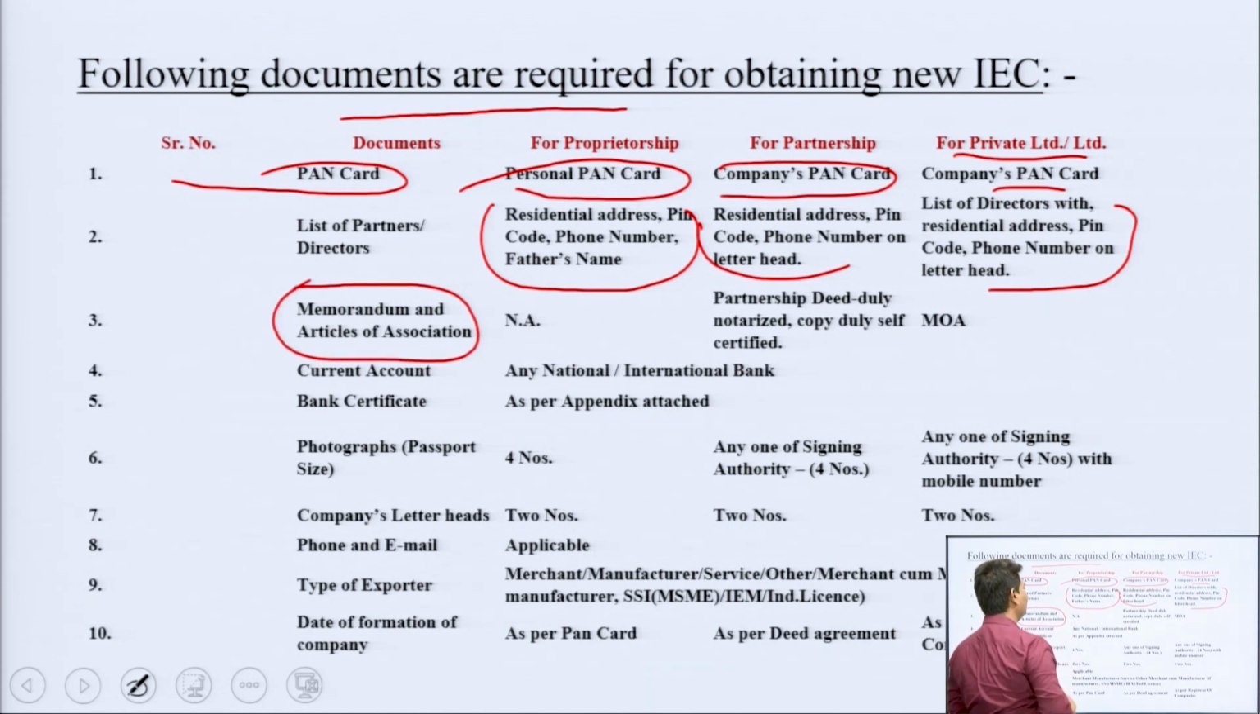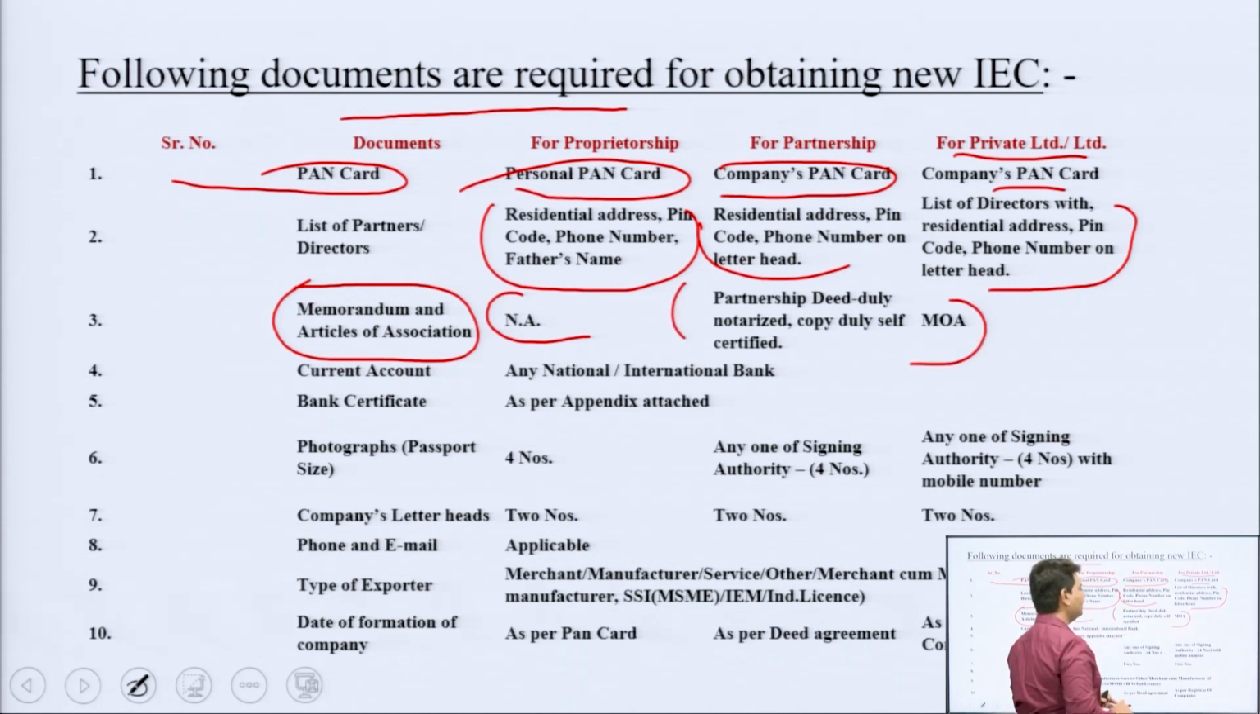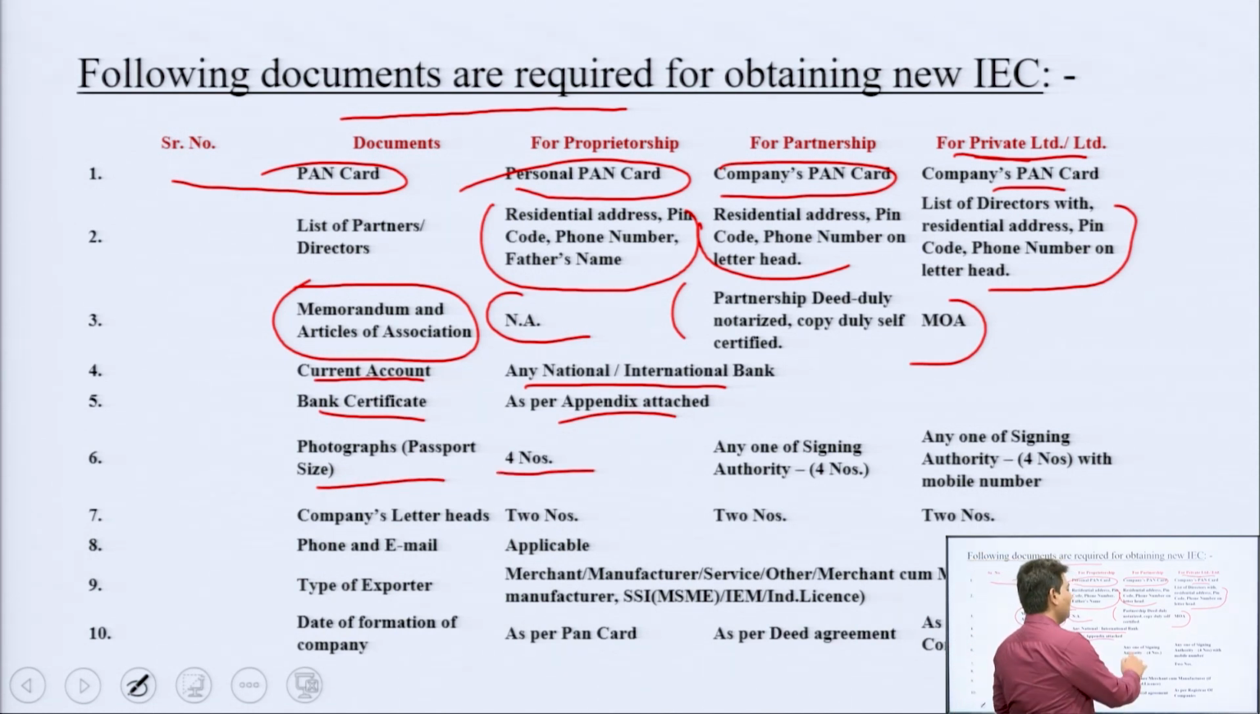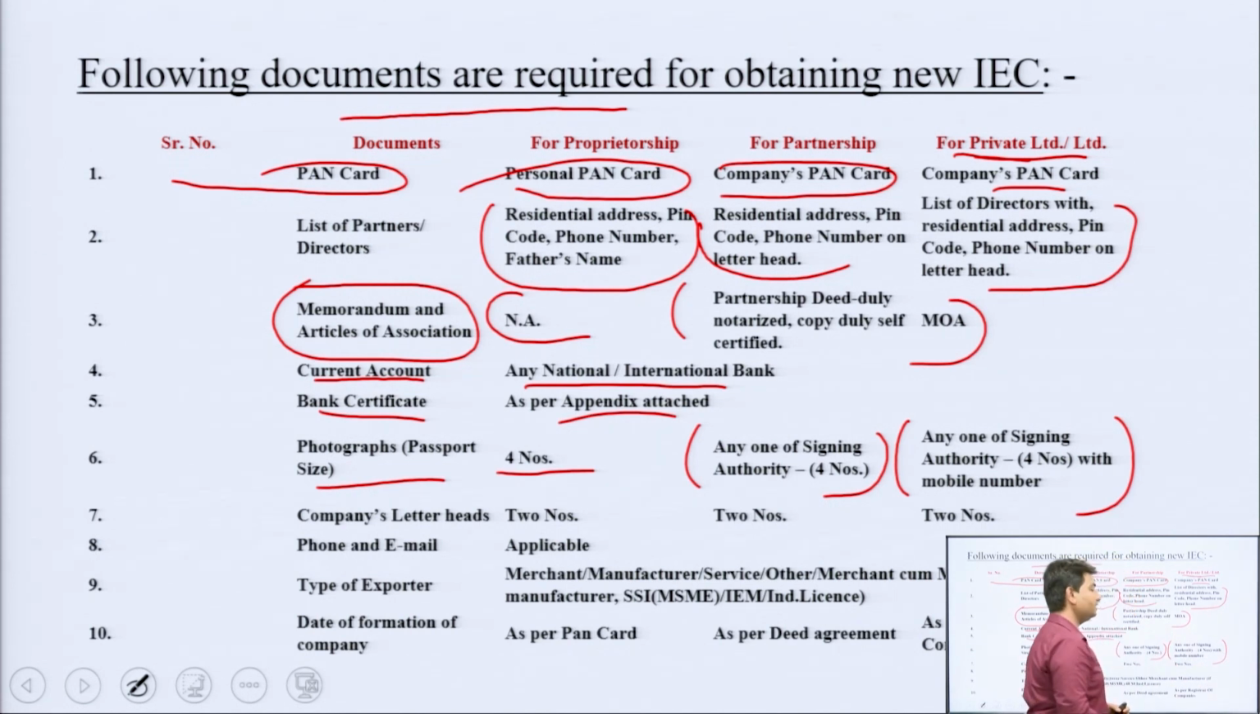मेमोरेंडम एंड आर्टिकल्स ऑफ एसोसिएशन होना चाहिए. प्रोप्राइटरशिप में ये एप्लीकेबल नहीं होता है. पार्टनरशिप में पार्टनरशिप डीड होनी चाहिए, ड्यूली नोटराइज्ड कॉपी, ड्यूली सेल्फ MOA सर्टिफाइड होना चाहिए. और सेम प्राइवेट लिमिटेड के लिए भी. फिर करंट अकाउंट होना चाहिए एनी नेशनल या इंटरनेशनल बैंक में, प्रोप्राइटरशिप के लिए भी, पार्टनरशिप के लिए भी और प्राइवेट लिमिटेड के लिए भी. फिर बैंक सर्टिफिकेट होना चाहिए एज पर अपेंडिक्स अटैच्ड, प्रोप्राइटरशिप के लिए भी, पार्टनरशिप के लिए भी और प्राइवेट लिमिटेड के लिए भी. फोटोग्राफ होना चाहिए पासपोर्ट साइज. प्रोप्राइटरशिप में 4 होने चाहिए और पार्टनरशिप के लिए साइनिंग अथॉरिटी के 4 फोटोग्राफ्स होने चाहिए. प्राइवेट लिमिटेड में एनी वन ऑफ द साइनिंग अथॉरिटीज के 4 फोटोग्राफ होने चाहिए मोबाइल नंबर के साथ.